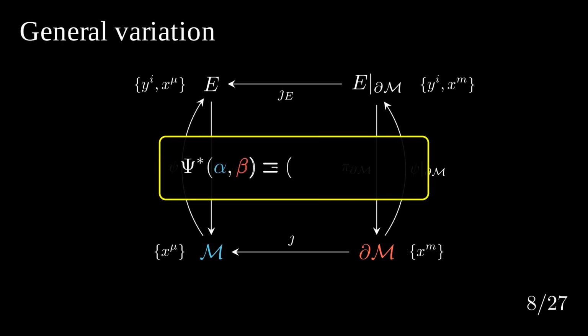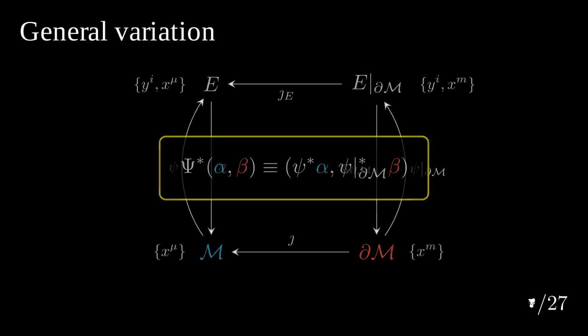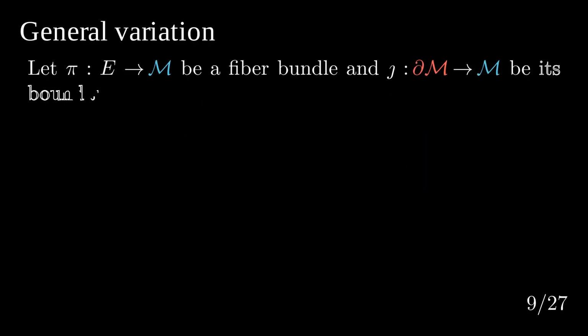And finally, we are going to make a final definition, which is the pullback of pairs of forms, which is just given by this formula. So with this, we can pose the problem of calculus of variations, which is: we have a locally trivial fiber bundle and a boundary like this.